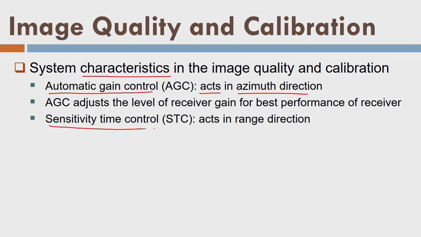Then we have sensitivity in the time control. So remember, RR is given by C tau by 2, and this tau is the time interval to travel one wavelength. So this is lambda here. Any error in tau will be reflected in the range direction or the range resolution. So that is a factor we should also consider in order to decide the image quality. So I hope that you have understood how the radiometric aspects are dealt with in case of radar.